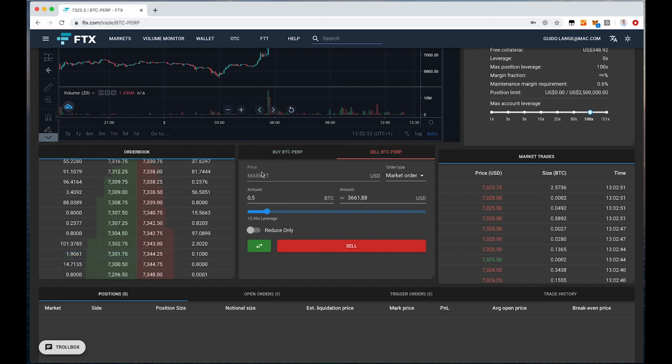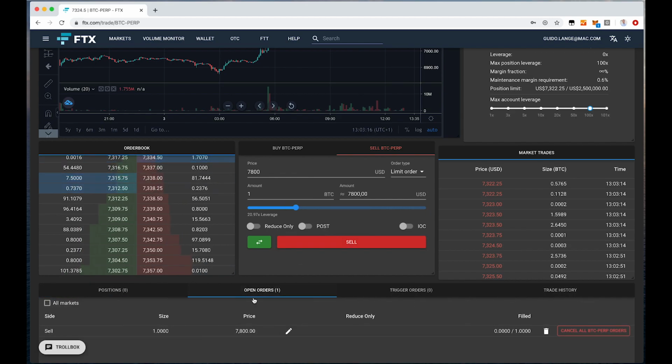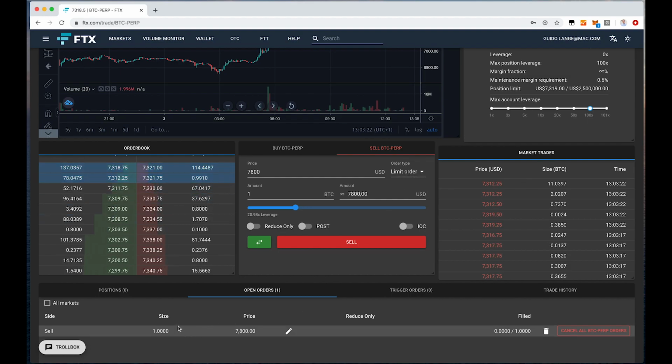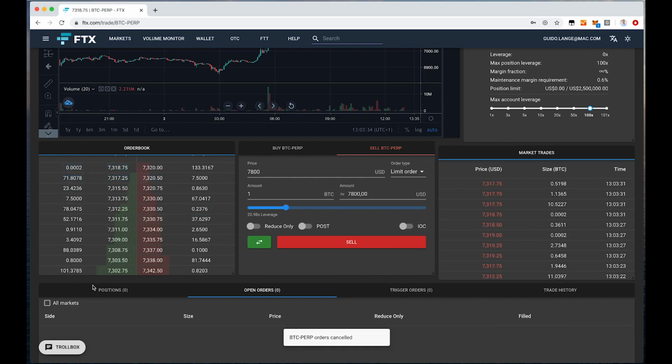You can also go short. So it's basically the same. You can do a limit or a market order. You just set a price and then you do sell. So let's say you want to go short if the price goes up to 7,800 USD. You say, okay, maybe one Bitcoin. Sell. And then you can see you have an order placed again in your order book because it's a limit order, which will automatically execute if the price goes up to 7,800 USD. And then it will basically start shorting Bitcoin. And you can cancel it, of course, all the time.